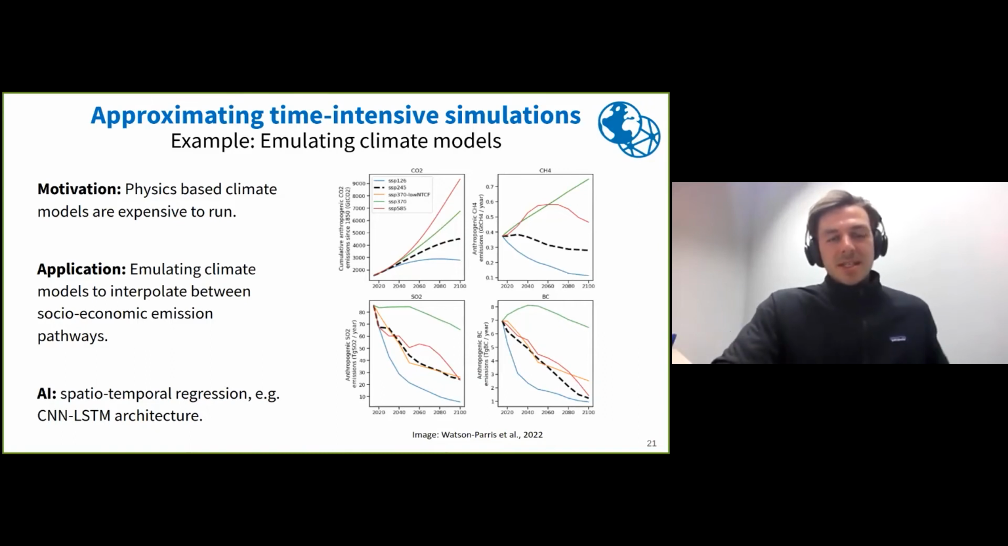And what we did here is we emulated the climate models based on a machine learning model, and now we can interpolate between the scenarios. And now policymakers can basically just put in the CO2, CH4, and other values in the machine learning model, and then it kind of outputs the global temperature change. So thus really reducing the time and making the application easier to use.